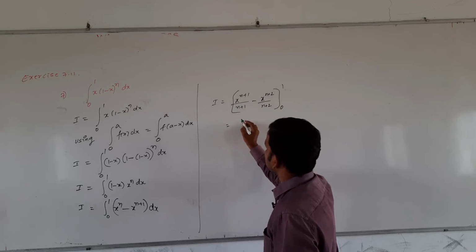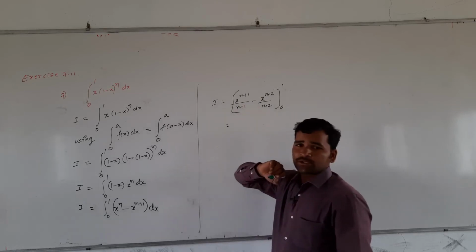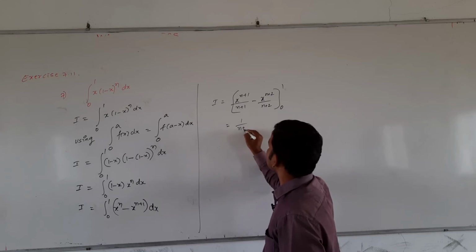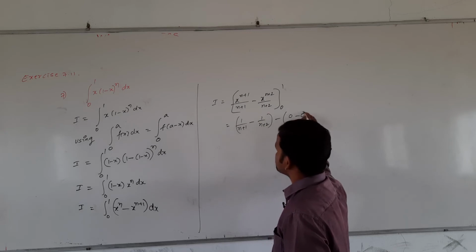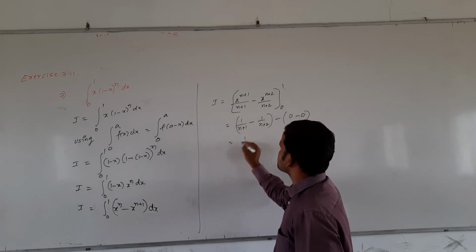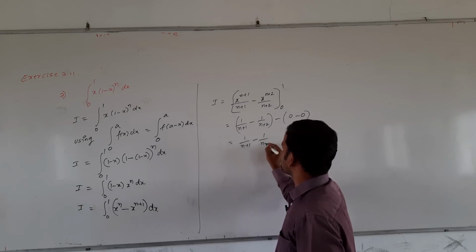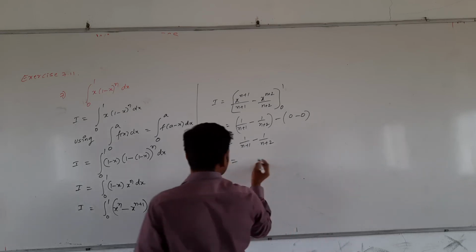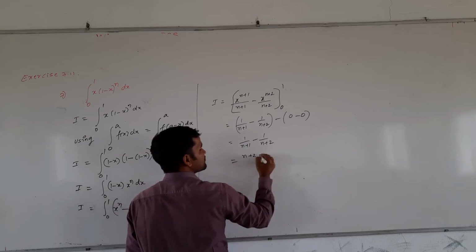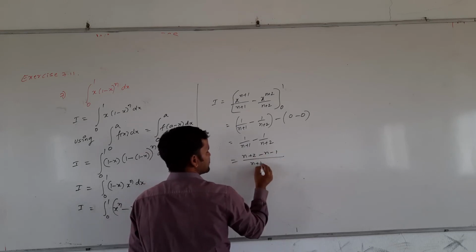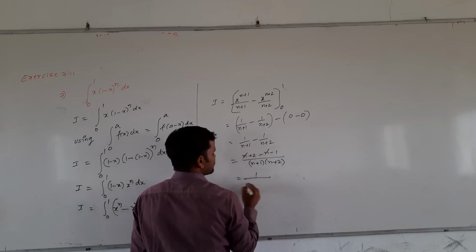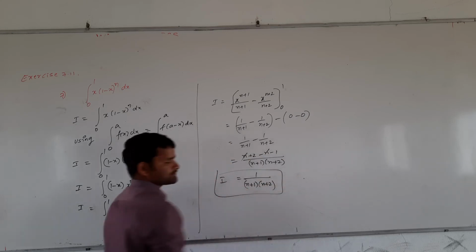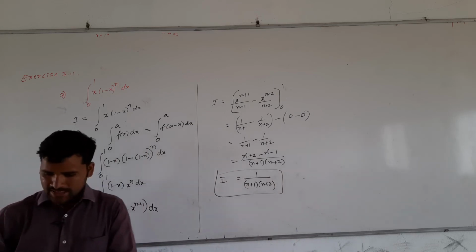Now we will substitute the upper limit in place of x. 1 to the power of anything is 1 only, so 1 by n plus 1 minus of 1 by n plus 2, minus of 0 minus 0, since it is x equals 0. Yes, 1 by n plus 1 minus 1 by n plus 2. Simplify this, cross multiplying: n plus 2 minus n minus 1 divided by n plus 1 into n plus 2. So n gets cancelled out, 2 minus 1 is 1, so 1 by n plus 1 into n plus 2 is I. This is about question number 7.